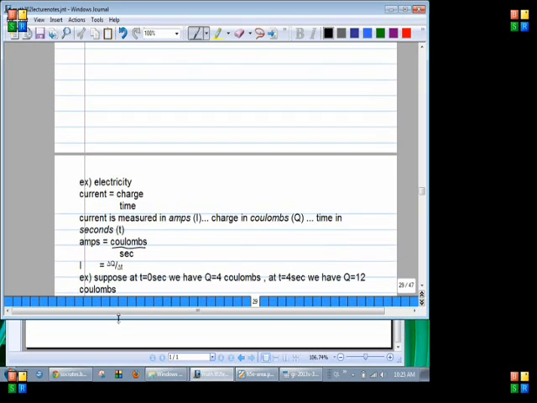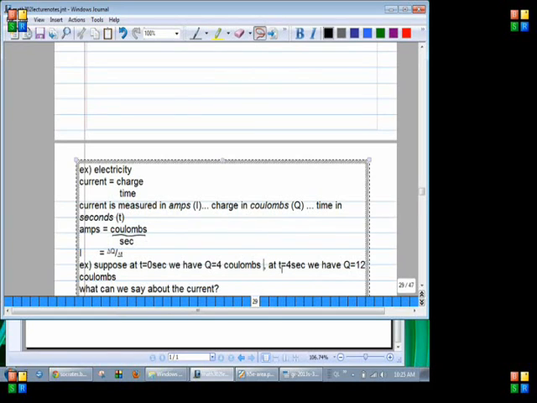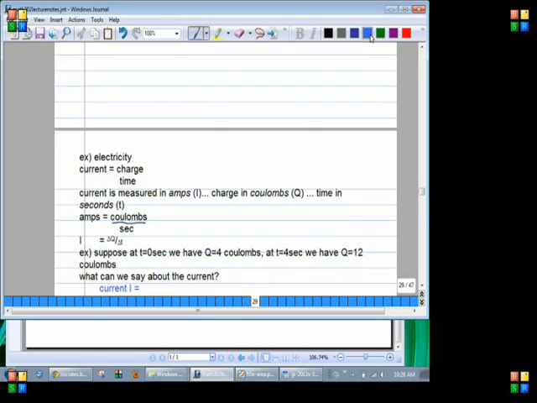All right. So simple problem. Suppose at t equals 0 seconds, you have 4 coulombs, and at 4 seconds, you have 12 coulombs of charge accumulated, say in your hand, or somewhere more clever. All right, so what can you say about the current? Current is 12 minus 4 is 8. 8 over 4, which is 2. So 12 minus 4 over 4 minus 0. Yeah.